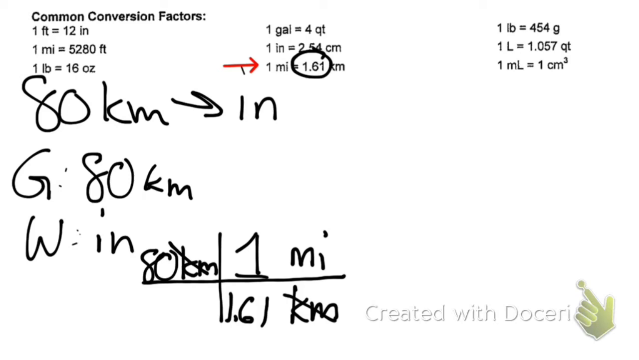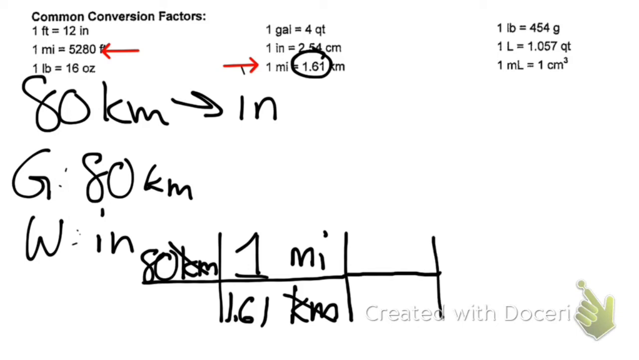But that's not where I want to be, because we want to be at inches. So let's keep going. Let's find something that involves miles. Here's one: 1 mile is 5,280 feet. So I guess I can just extend it out like that.